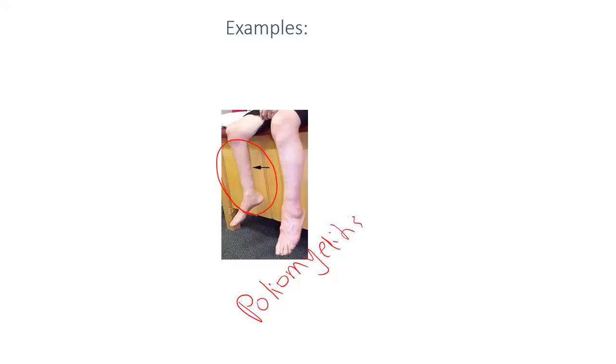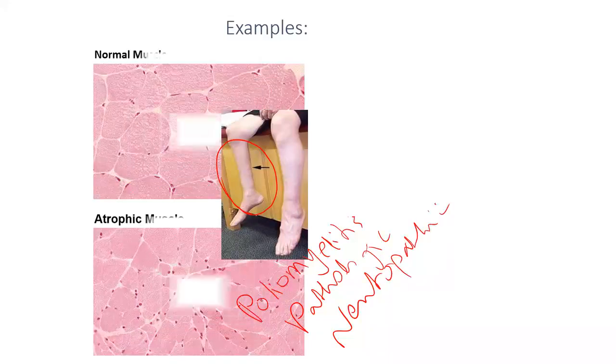So this is the normal muscle. Look at the size of the fibers here, and this is the atrophic muscle. Look at the size of the fibers. So you have diminished size of the fibers, leading to diminished size of the muscle, and you may have also diminished number of the muscle fibers.